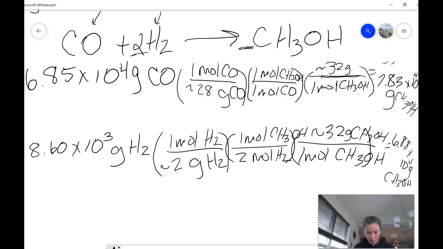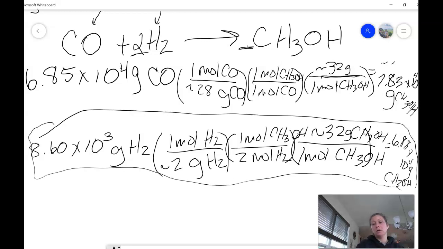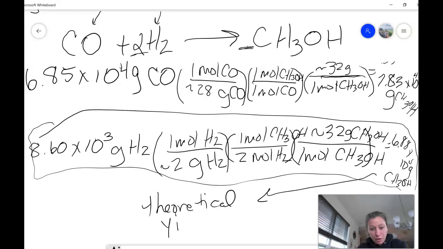So the limiting reactant is hydrogen. So hydrogen is my limiting reactant. So ultimately, this value here is going to tell me about my theoretical yield of methanol. Now, let's just backtrack a little bit.